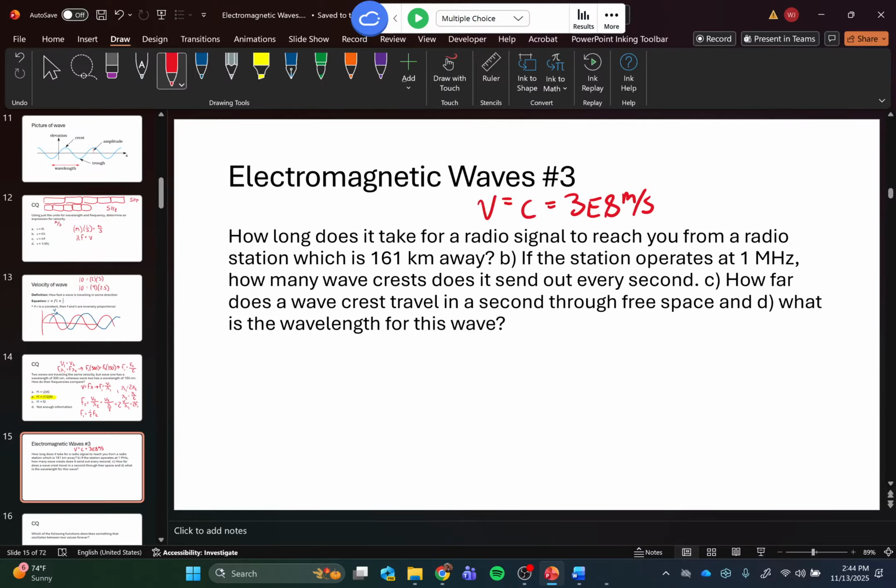AM has different numbers. Those are kilohertz, so it's just a lower magnitude. Different channels: one is kilohertz, the other megahertz. FM is a higher frequency radio.